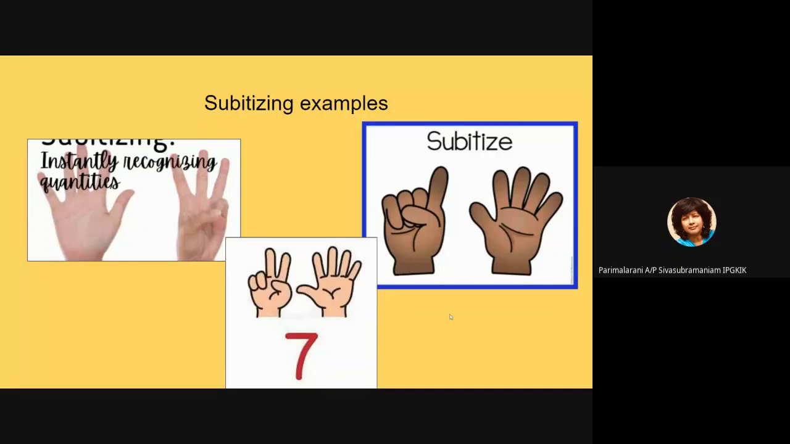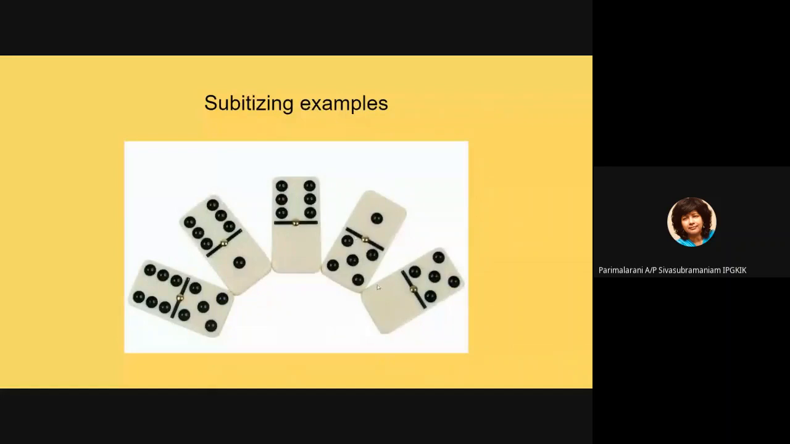Examples using your fingers. We use dots, we use fingers. Also, the other thing that we use are dominoes. We can use dominoes to teach children subitizing. As you keep using it, straight away they look at it and can tell you this is 6, this is 5. They don't have to count 1, 2, 3. So that is subitizing, or group recognition.